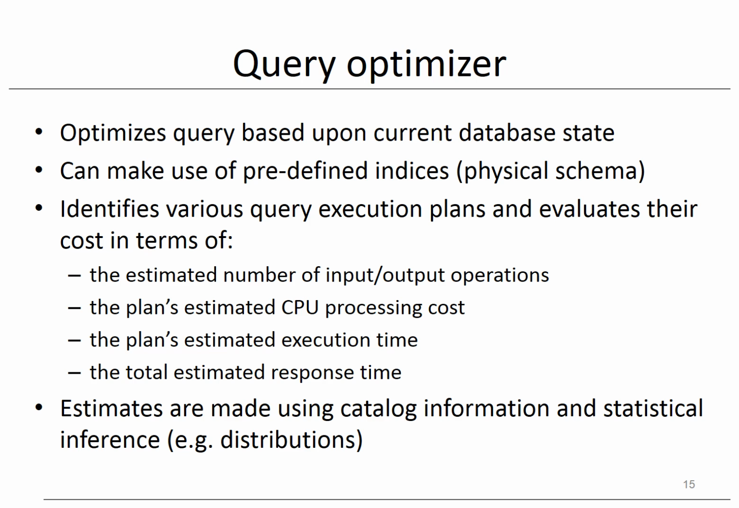The query optimizer is a very important component of the query processor. It will optimize the query based upon the current database state. It can hereby make use of predefined indices which are part of the physical scheme and provide quick access to the data. The query optimizer will come up with various query execution plans and evaluate their cost by aggregating the estimated number of input-output operations, the plan's estimated CPU processing cost, and the plan's estimated execution time into the total estimated response time.